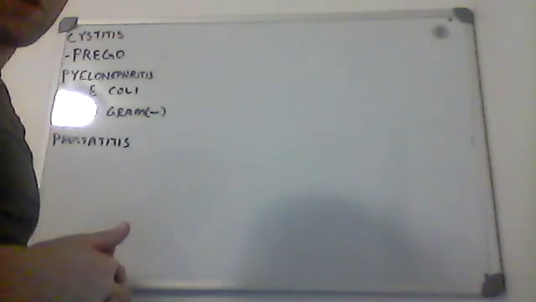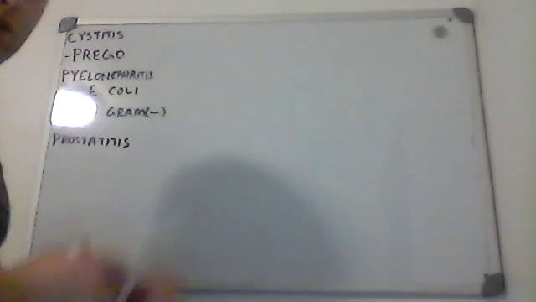Okay, what I'm talking about here is some empirical treatment of urinary tract infections and prostatitis. So starting off, we're going to be looking at acute, uncomplicated cystitis, as I've written up here. So what kind of bugs are going to cause acute uncomplicated cystitis?